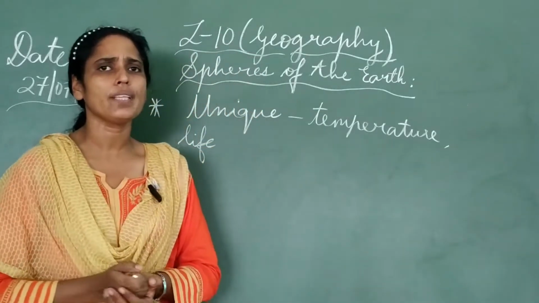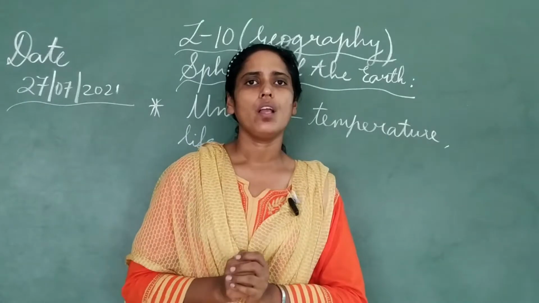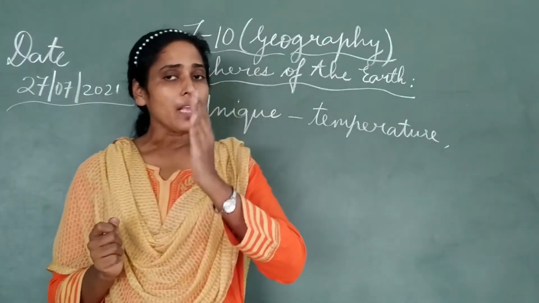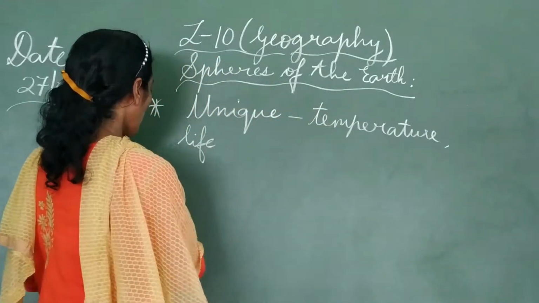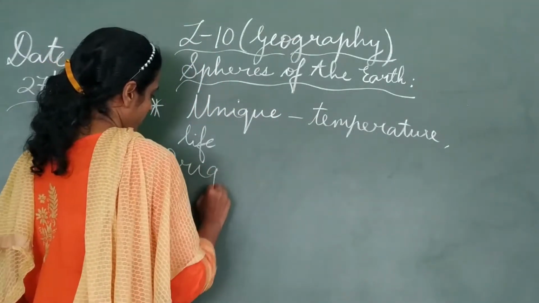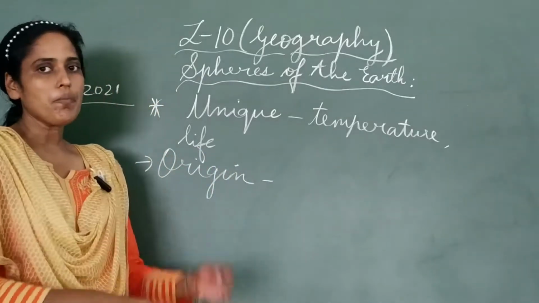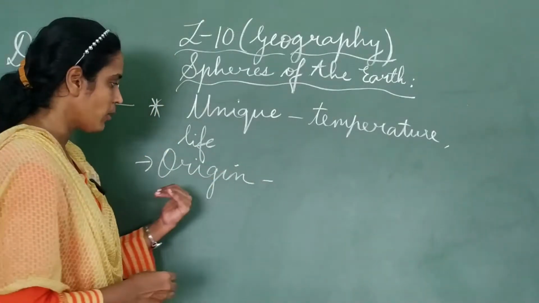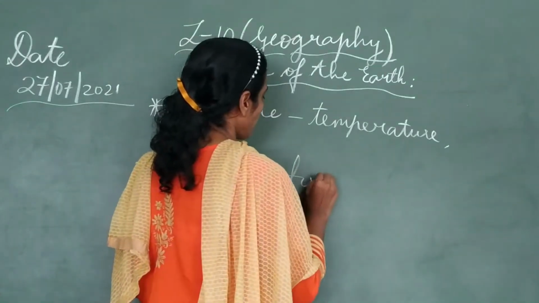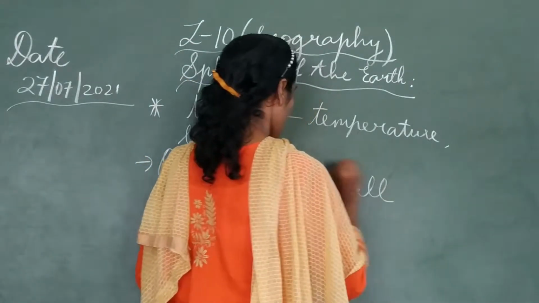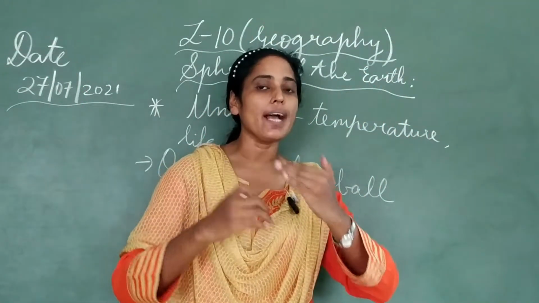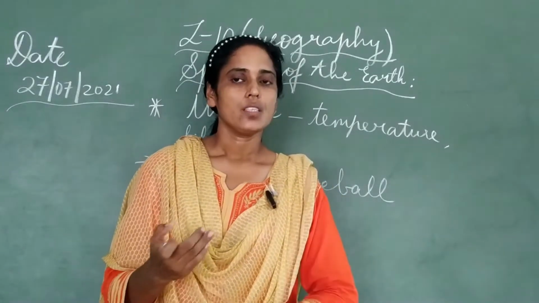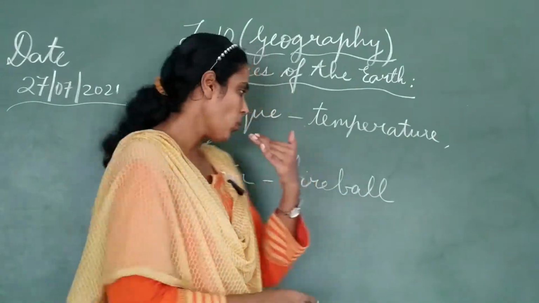Now ordinarily we know that Earth is just a fireball, but at the time of its origin, this concept was there. When we talk of the origin of Earth, that is the starting point, the formation of the Earth, you can see that Earth was originally a fireball, a large ball made of fire. And this fireball slowly, gradually began to cool down.